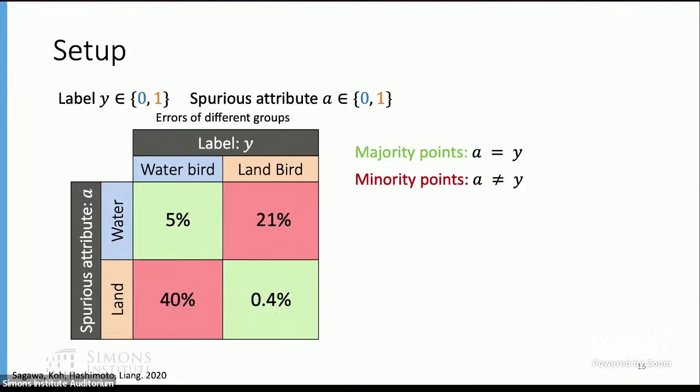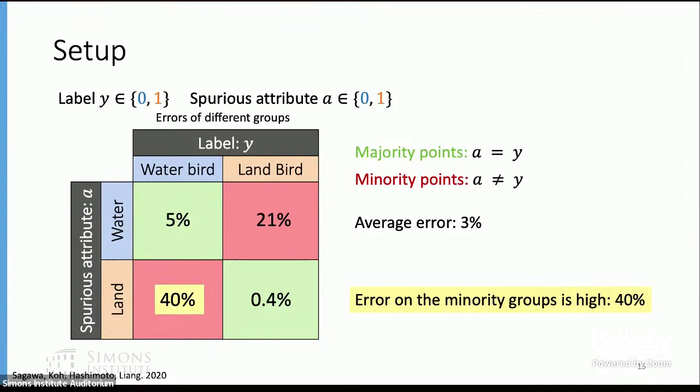So now we can look at what is the error of a model that is just trained on a data set with this kind of a distribution, and what does it do? So it gets pretty good performance on the majority group. So it gets like 5% and 0.4%. But you can see that it has very high error on the minority groups. So the average error is pretty good.